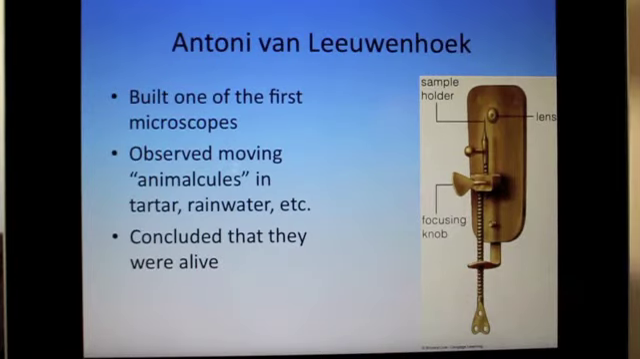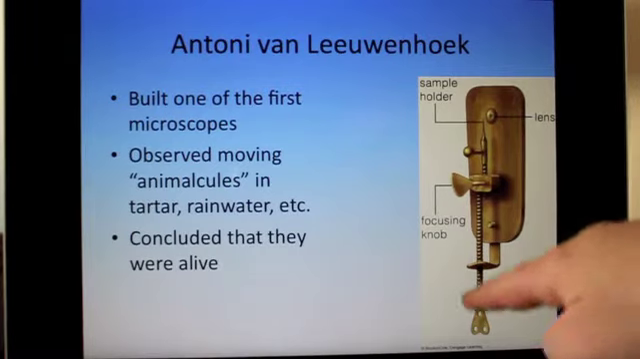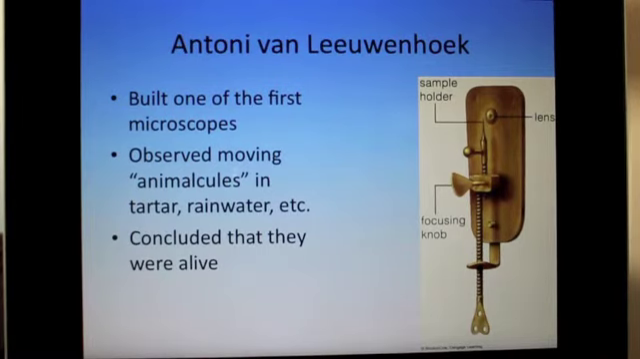So Antoni von Leeuwenhoek, our friend from that very bizarre chapter opening picture, built one of the first microscopes. And here is a cartoon showing that microscope. It's a lot different from what we're used to. You put the sample on this spiky thing here and look at it through the lens. Now, through this microscope, he was able to observe moving things, which he called animalcules because they were little animals. And he found them in the tartar on his teeth, in rainwater, and that sort of thing. He concluded that these things must be alive.